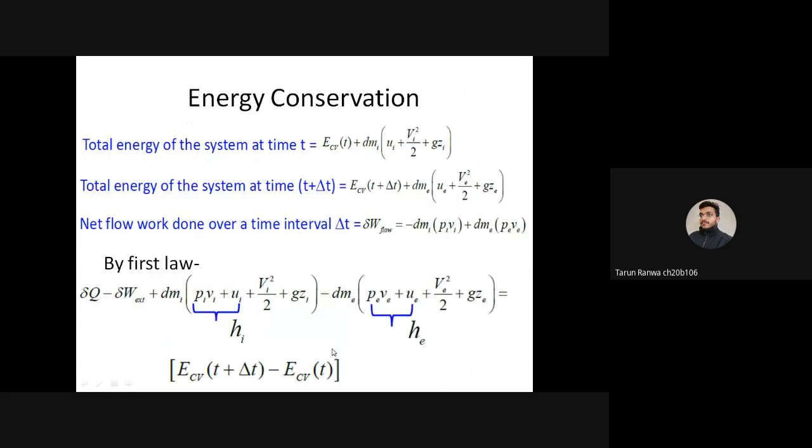So now energy conservation. The total energy of the system at time t we can write as E_cv at time t plus dm_i into (u_i plus v_i square by 2 plus g z_i), and also we can write it like this at time t plus dt. So the net flow work done over a time interval delta t, further we can write as minus dm_i p1 v1 plus dm_e p_e v_e. So by the first law, delta Q minus delta W external plus dm_i terms minus dm_e terms is equal to E_cv at time t plus delta t minus E_cv at time t.